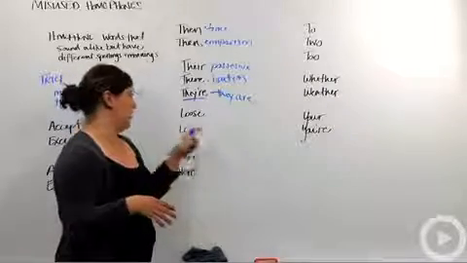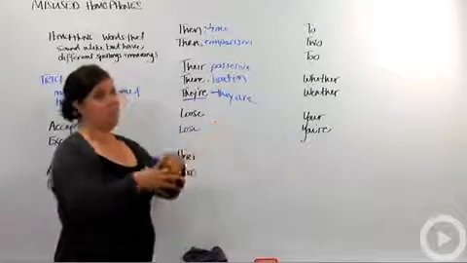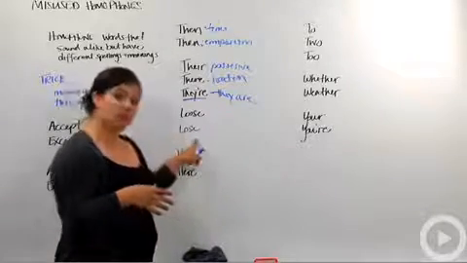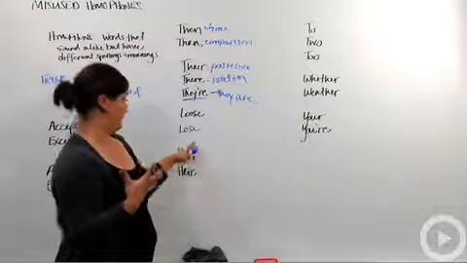Lose and loose. So loose is an adjective. It describes, like, my belt is loose. That's a good thing, right? But lose is a verb. I don't want to lose the game tonight.